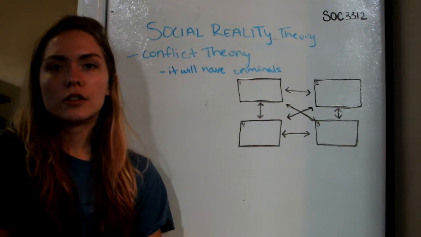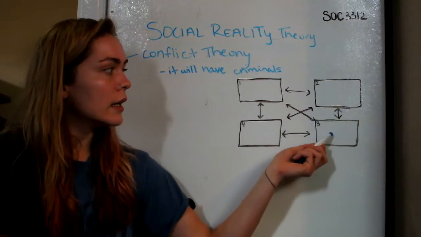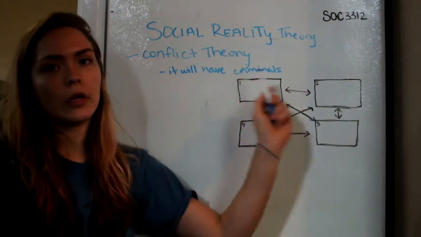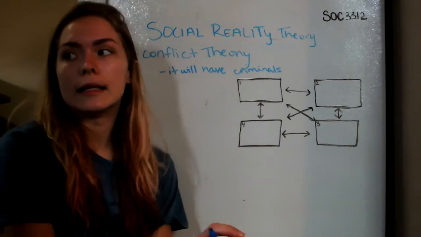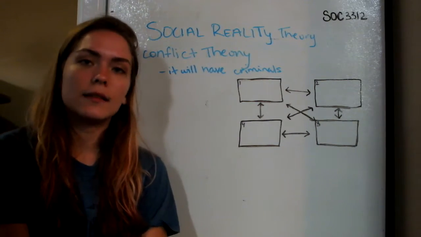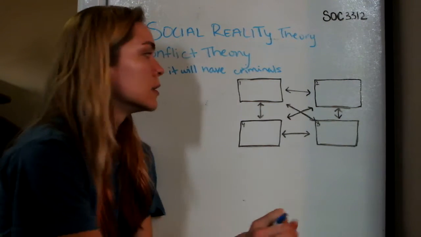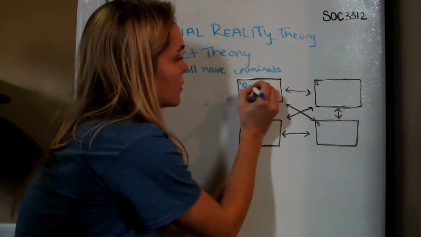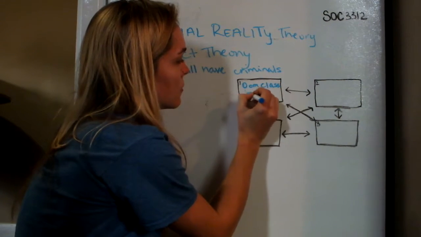So there's 4 factors to Quinney's theory. This is what we're going to use these little boxes for right here, and as you can tell, they all kind of go into each other. Number 1 is a dominant class defines the criminal behavior if they threaten its interests. So we're just going to write dom class interests.